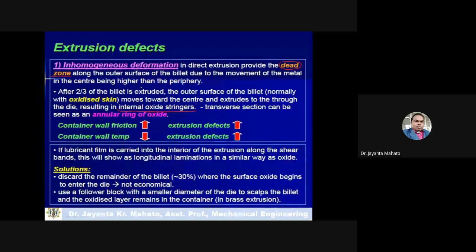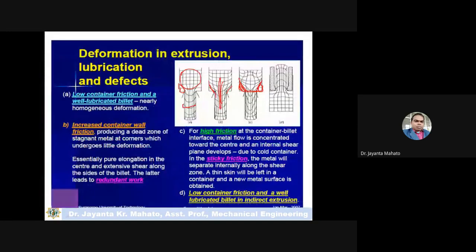Okay, and if you take the transverse cross section of the extruded part, then you will see this annular ring of oxide. Okay, means this type of ring of oxide will form. If you take the cross section, then you can see this ring.